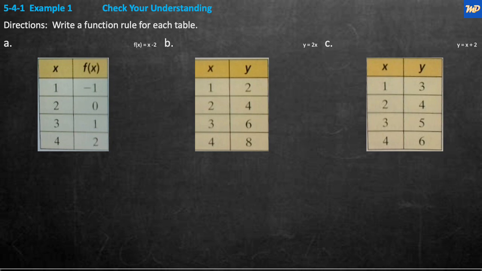Okay, now that you've paused and completed the tables and come up with your function rules and you're back, let's see if we can figure them out. So what do we have here? In problem A, we have x and f of x. So x is 1, f of x is -1. Okay, well, what could we do there?